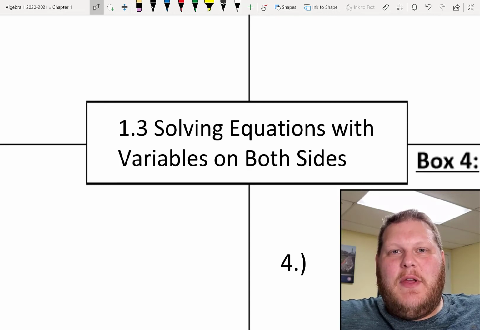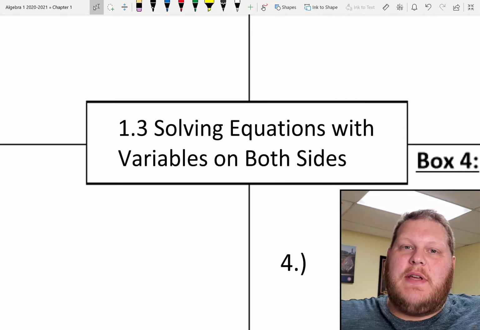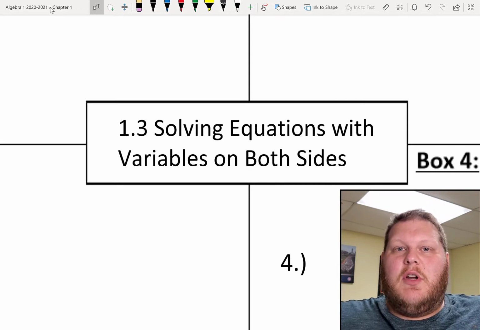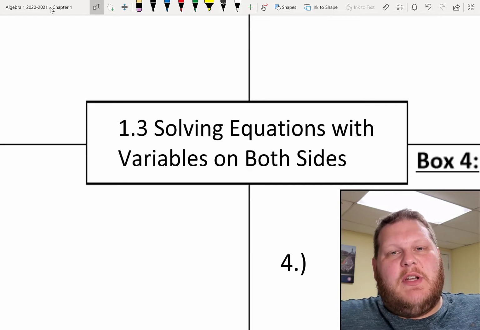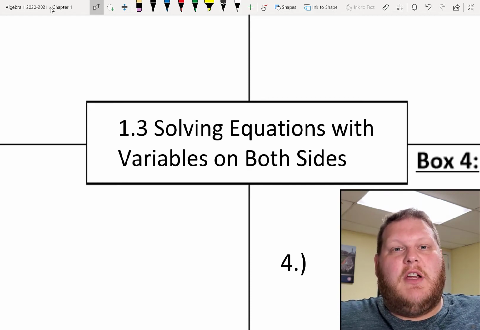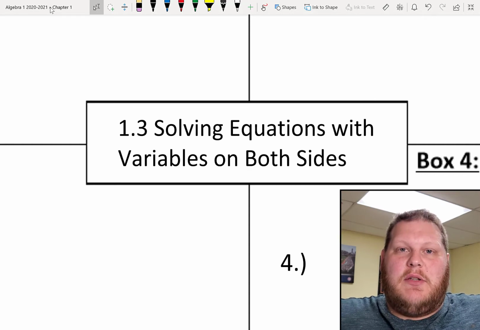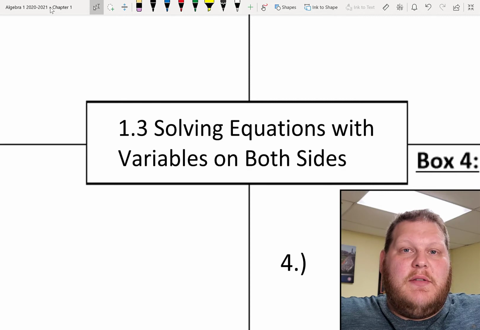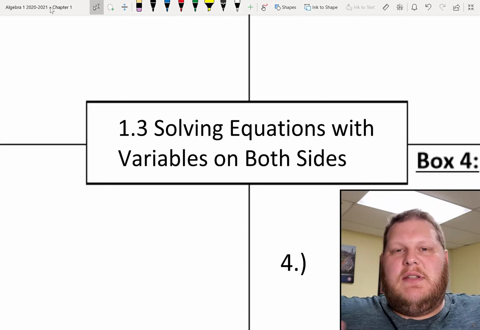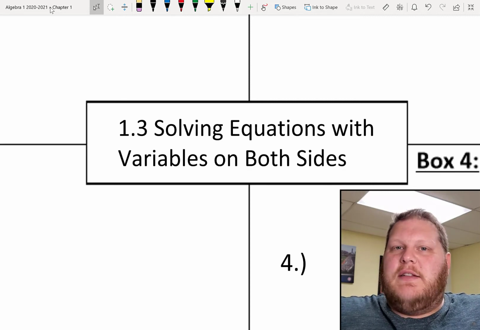Hey guys, today we are taking a look at 1.3, which is solving equations with variables on both sides. We're going to be solving equations with multiple steps, but most importantly, what's going to make these unique is that we're going to have variables on both sides of the equation. Everything we've done so far, we've had variables maybe in multiple parts, but they've both been on the same side. So today we'll work on getting those together and solving.